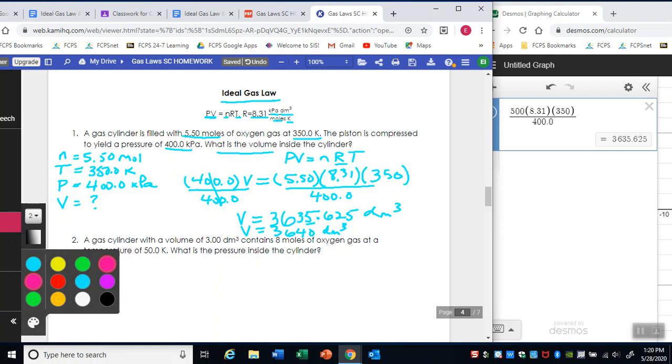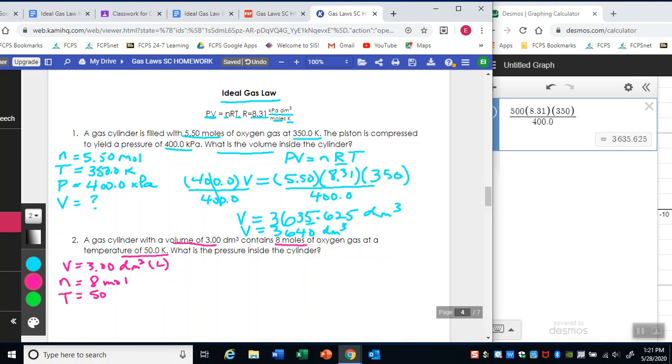All right, so let's change our color. And here we go. We've got a gas cylinder. We've got a volume of 3.00 cubic decimeters, which is also a liter. That contains 8 moles. So N is my number of moles, so that would be 8 moles. And my temperature is 50.0 kelvins. Nice. So I don't have to convert there. What is the pressure? So my pressure is my unknown.